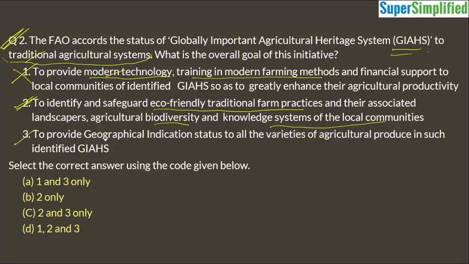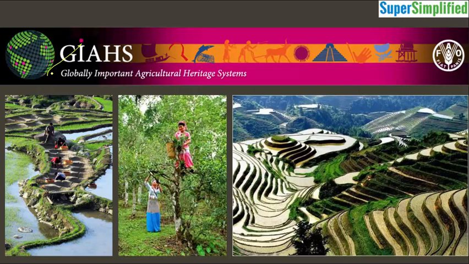Now coming to the third statement, to provide geographical indication status. See, geographical indication is an entirely different topic altogether. If you have some idea about GI, this is not related to GIAHS actually, so this is also not correct. So the correct answer is B, 2 only. This is how you can attempt those questions also which are not from the topics which you have actually read. This is the GIAHS program where they preserve the agricultural heritage systems.